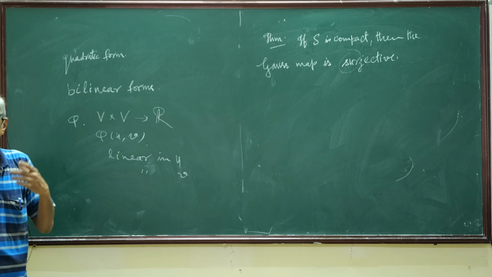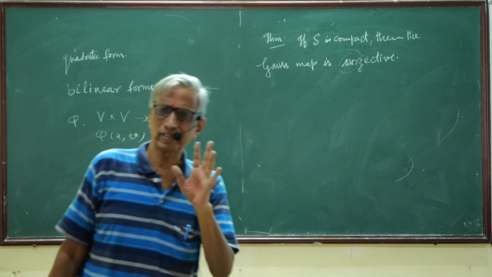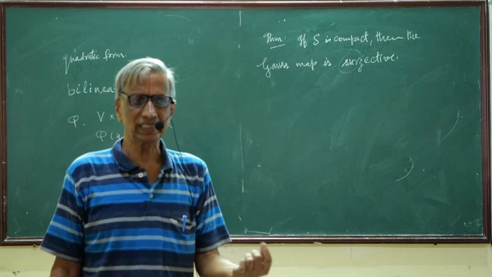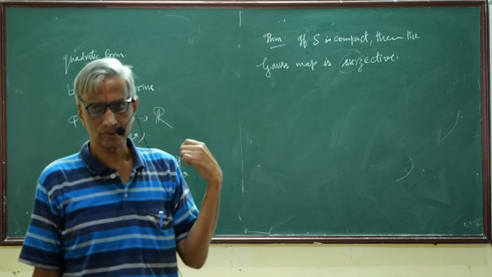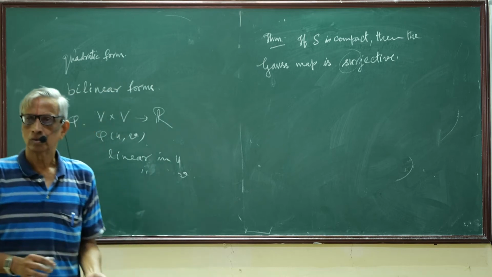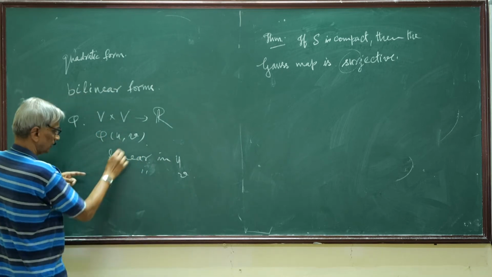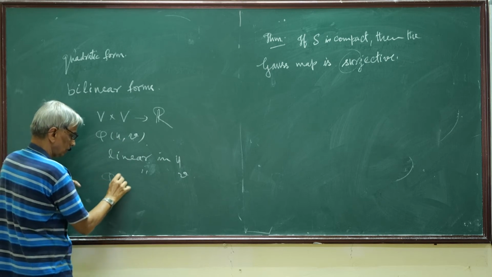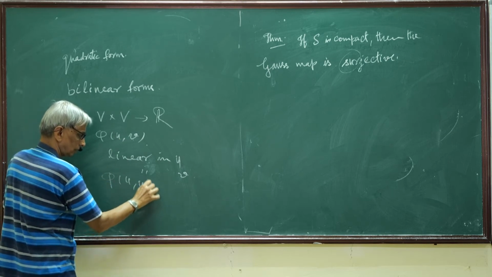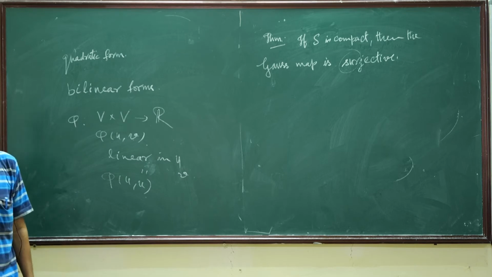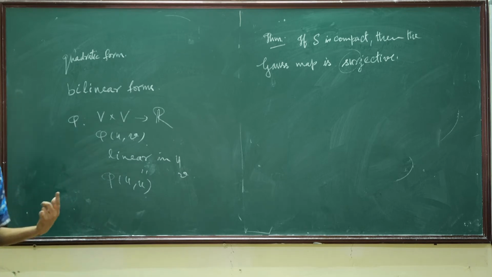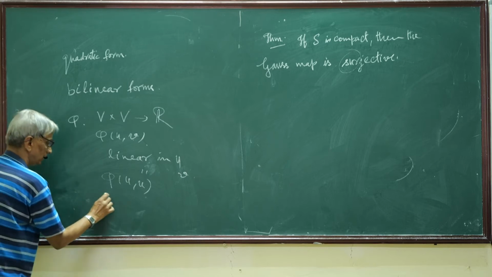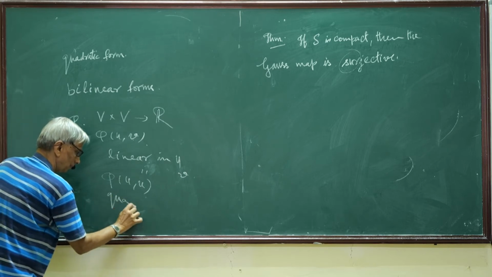A form always refers to scalar valued maps. So a bilinear form is a bilinear scalar valued map. That's all this means. So if you take V equal to U in this, phi of U, U, this is a function of just one variable, V to R. This is what is called a quadratic form.